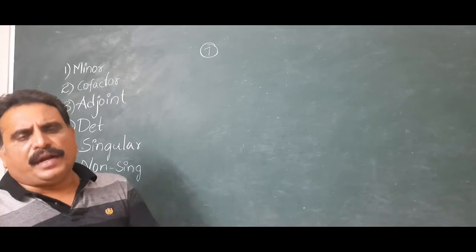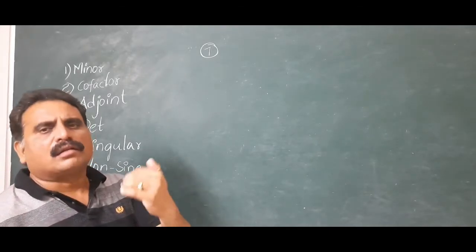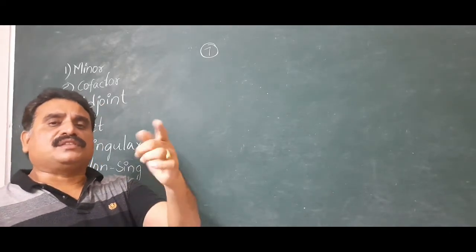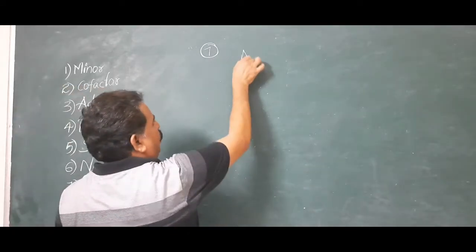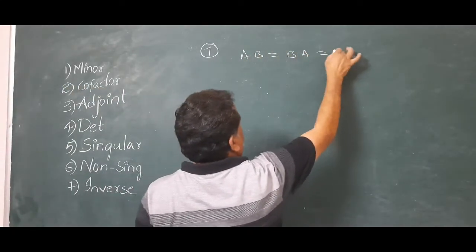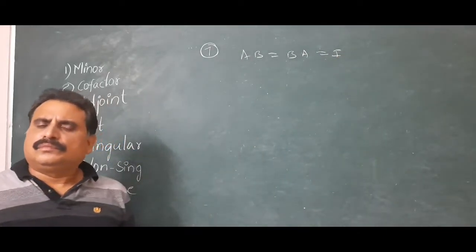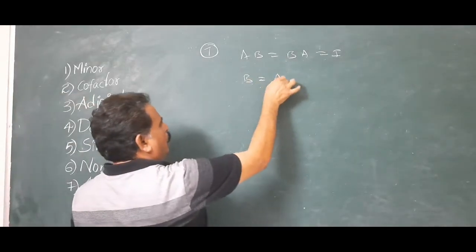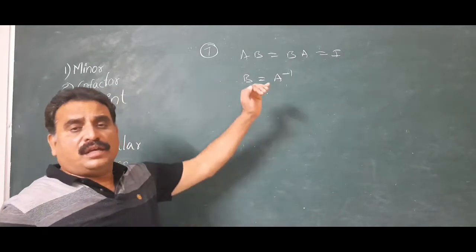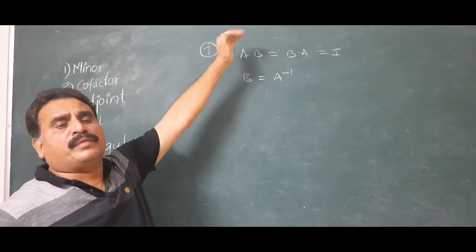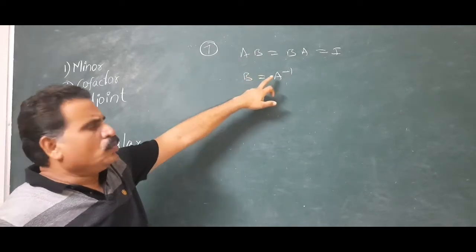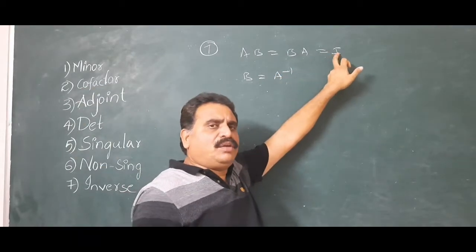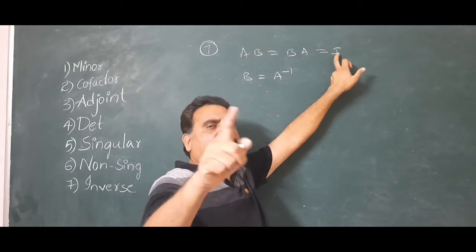Let A be a square matrix and A is a non-singular matrix. Then there exists a square matrix B of the same order such that AB = BA = I. Then B is called the inverse of A, denoted by B = A inverse. Here A is a non-singular nth order square matrix. A inverse is the multiplicative inverse of A. I is the identity matrix, the unit matrix of the same order n.